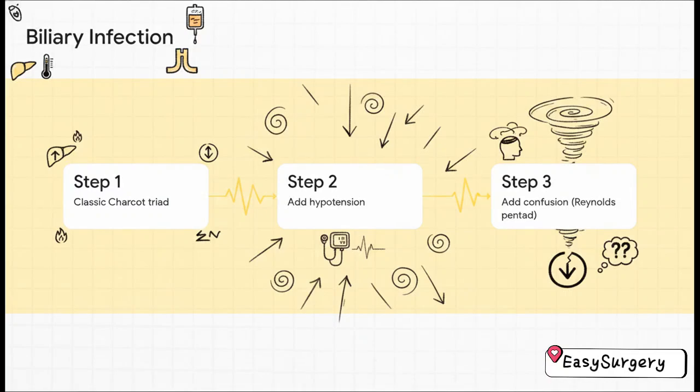Now watch how a severe biliary infection cascades. Step 1 is the classic Charcot triad. But watch what happens in step 2. If you add hypotension, and then in step 3 you add confusion, well, you have just escalated straight into Reynolds pentad. This step-by-step flowchart is a great way to visually demonstrate a patient crashing into systemic shock.